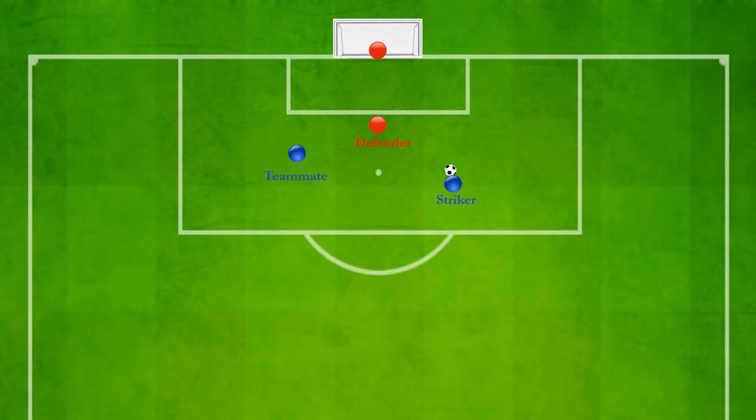You now have two options. The first option is to be selfish and shoot yourself. Your second option is to be selfless and assist your teammate with a goal. The defender also has two options. His first option is to run towards you and intercept the ball. His second option is to mark your teammate.